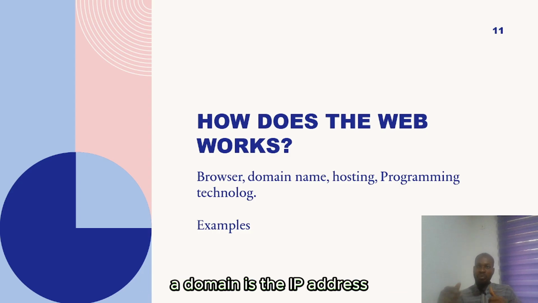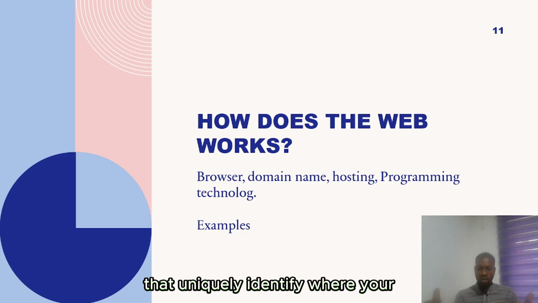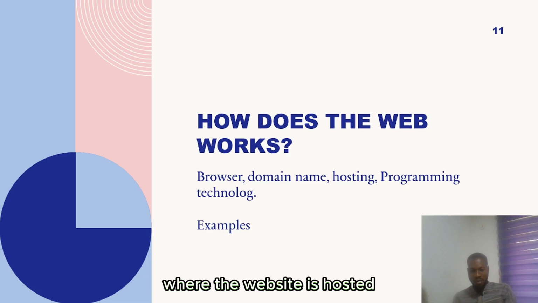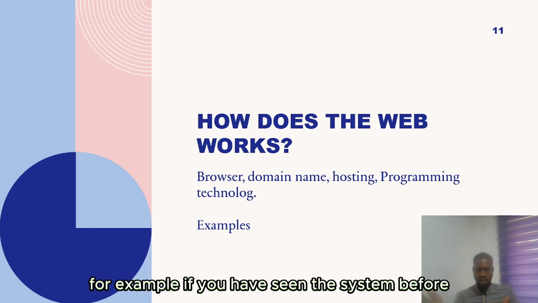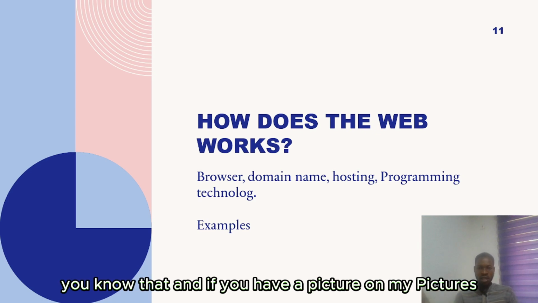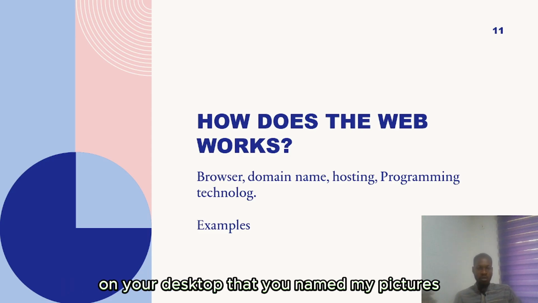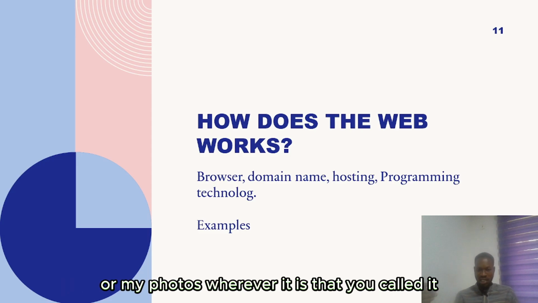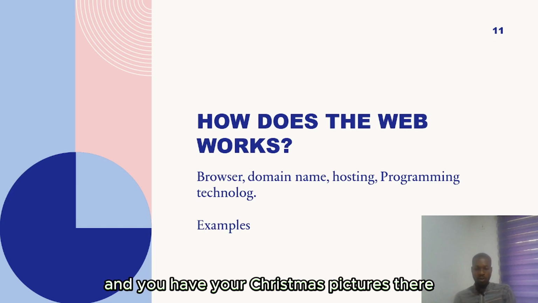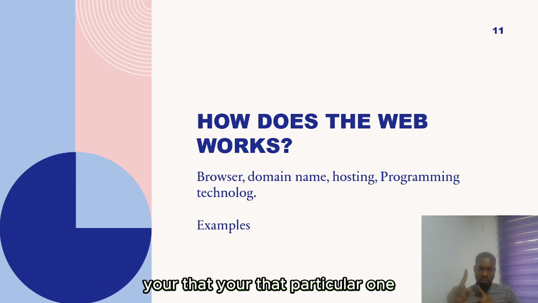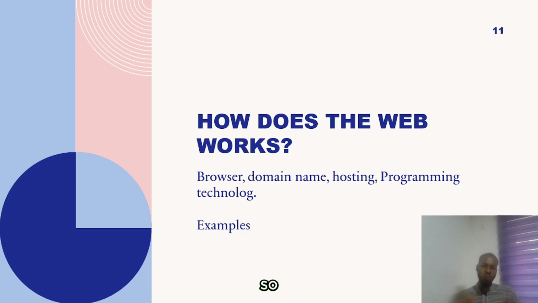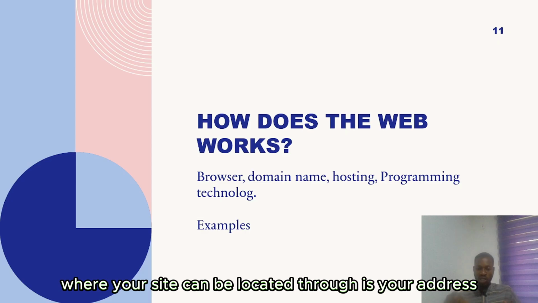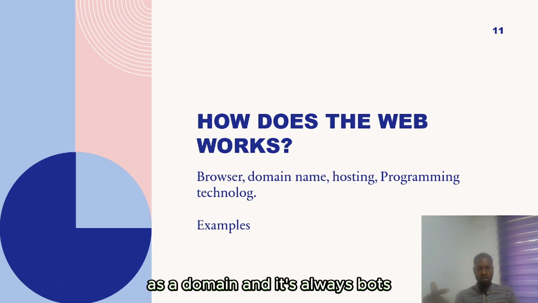A domain name is the address that uniquely identifies where the website is hosted, where your website is sitting, where your website is saved. For example, maybe there's a folder on your desktop that you named My Pictures or My Photos, whatever you called it, and you have your Christmas pictures there. That particular beautiful picture of yours has an address you can use to locate it. So where your site can be located through is referred to as a domain name, and it's always bought.